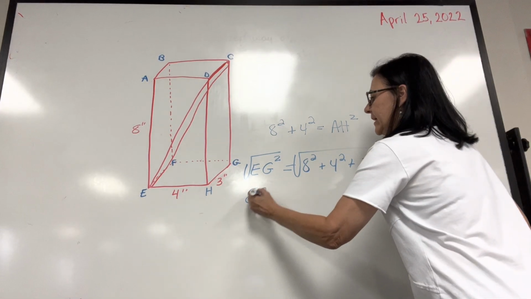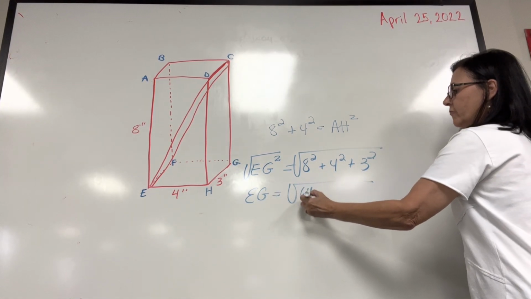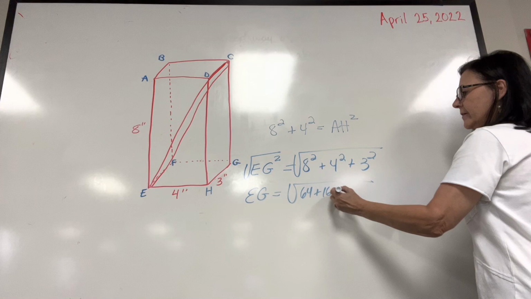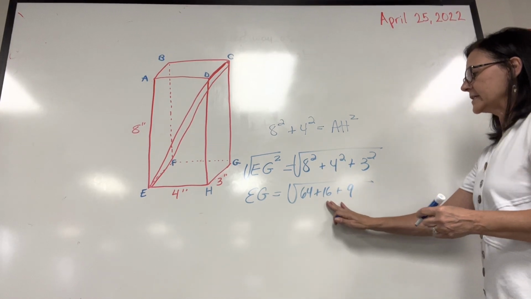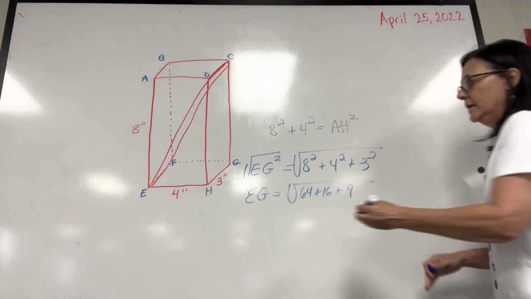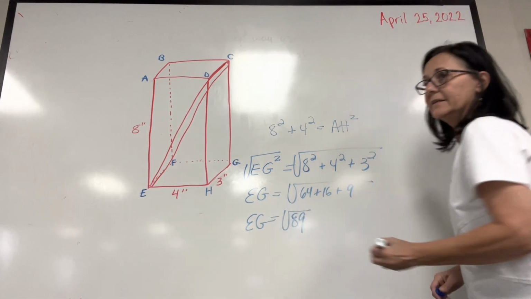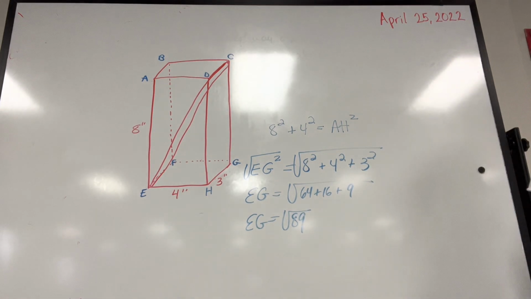The length of EG is the square root. 8 squared is 64. 4 squared, 16. 3 squared, 9. 64 and 16 is 80, and 9 is 89. So EG equals the square root of 89. Can we simplify that? No.